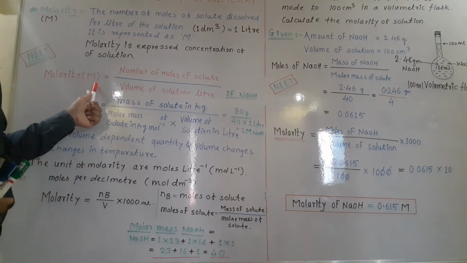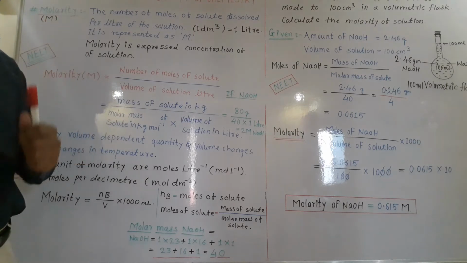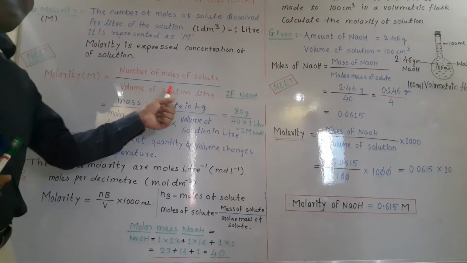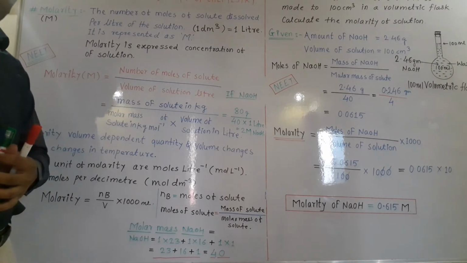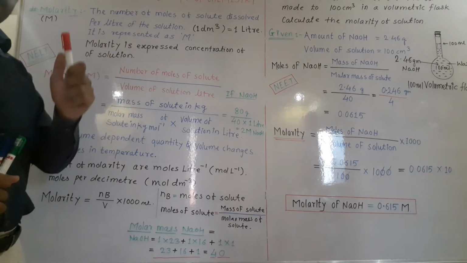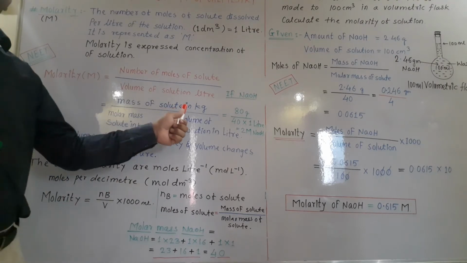Molarity M is equal to number of moles of solute divided by volume of solution in liters, or number of moles of solute divided by volume of solution in decimeter cube.